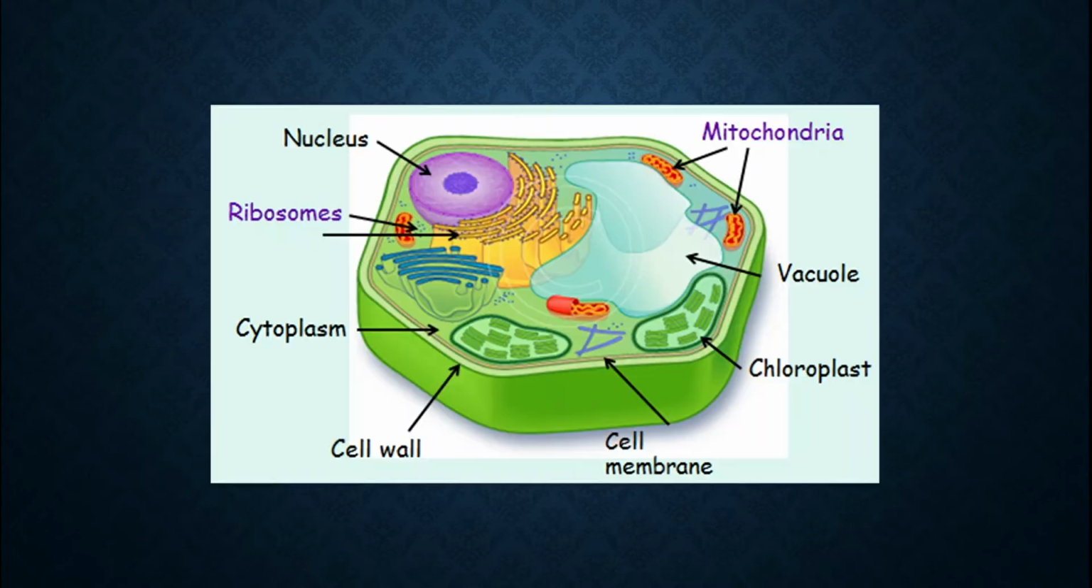The picture you are seeing on the screen is a basic picture of a cell. You can see a nucleus, mitochondria, vacuole, chloroplast, cell membrane, cell wall, cytoplasm, ribosomes.